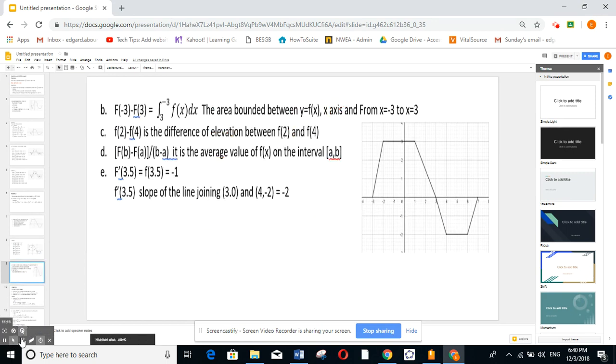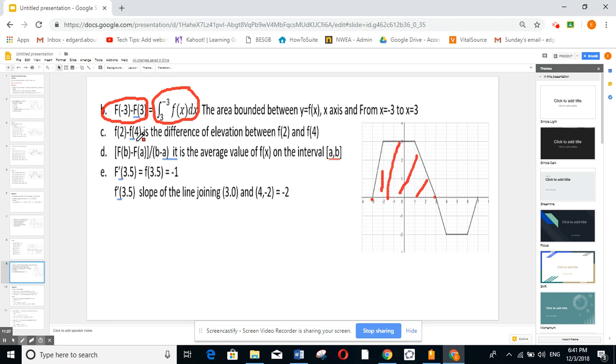In the next problem, they want us, what does this mean? We all know this is the primitive, the integral from 3 till minus 3 of f of x. What does this mean? It's nothing else than the area bounded between f of x, the x-axis, and the two lines x equal minus 3 and 3. So it will be that region.